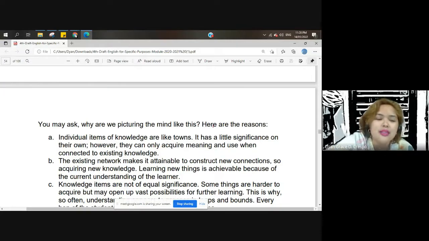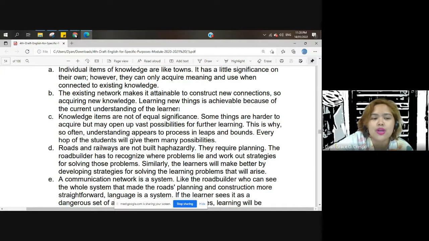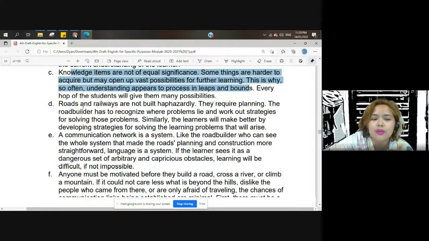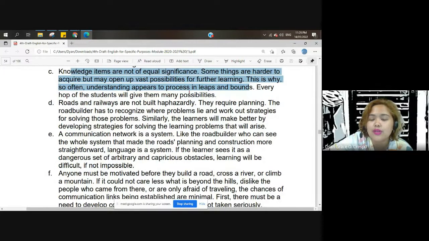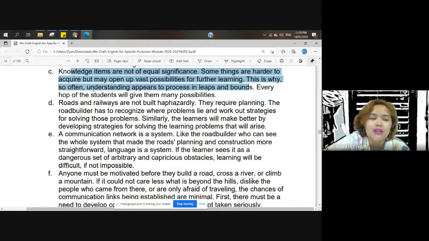The existing network makes it attainable to construct new connections. So acquiring new knowledge, learning new things is achievable because of the current understanding of the learner. Knowledge items are not equal to significance. Some things are harder to acquire but may open up vast possibilities for further learning. This is why so often understanding appears to progress in leaps and bounds. Every hop of the students will give many possibilities.